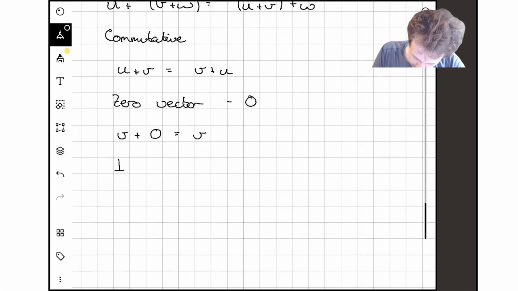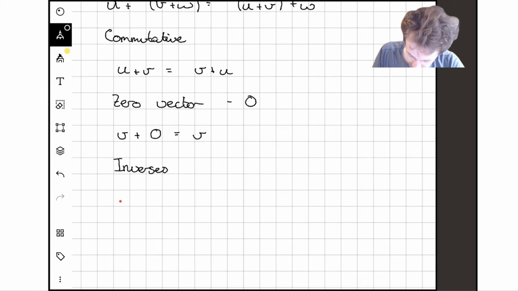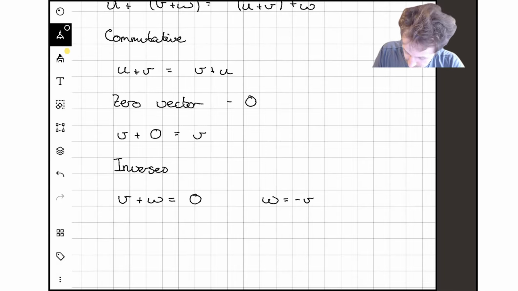The other important property we need is what's called inverses. What this says is for every vector v, we can find some other vector w so that they add up to 0. And we'll often write w as minus v.